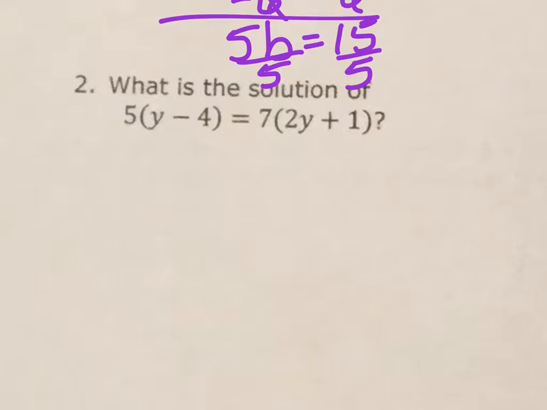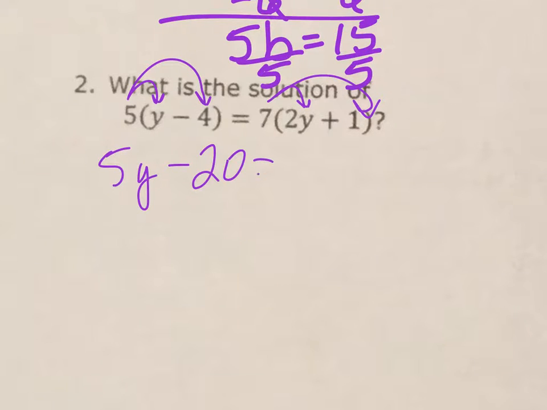Okay, number 2, I see I have variables on both sides now, and I have distribution. So the first thing I'm going to do is distribute the 5 here, and then we're going to distribute the 7 over here. So 5 times y is 5y, 5 times negative 4 is negative 20, 7 times 2y is 14y, 7 times 1 is 7. Okay, now I have to get all of my variables on one side and all of my numbers on the other side.